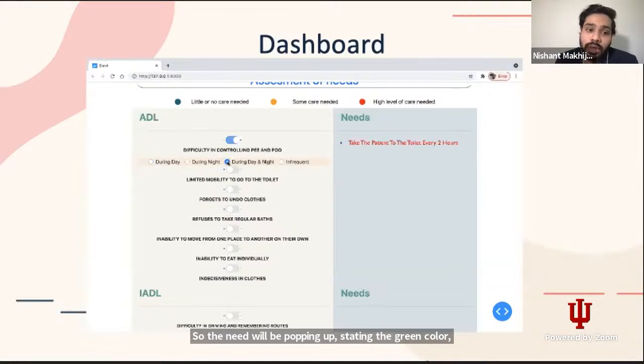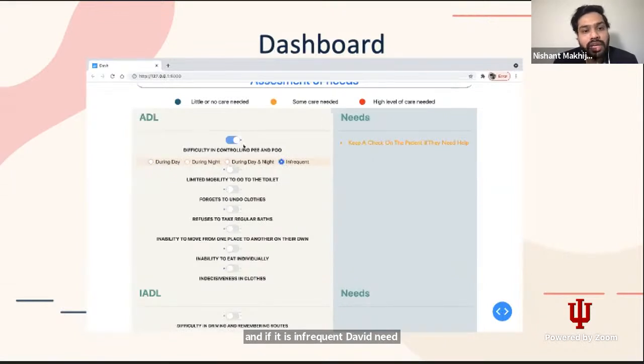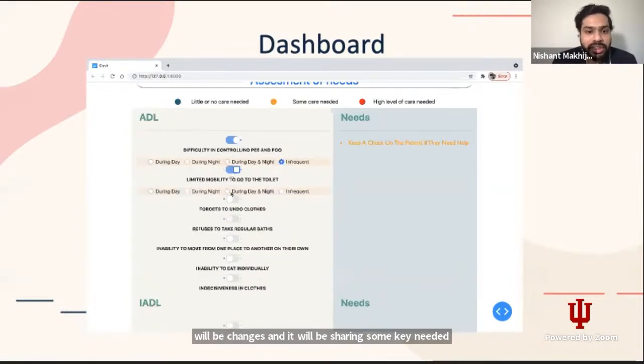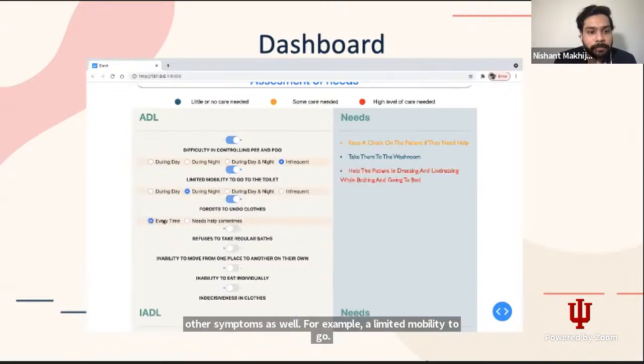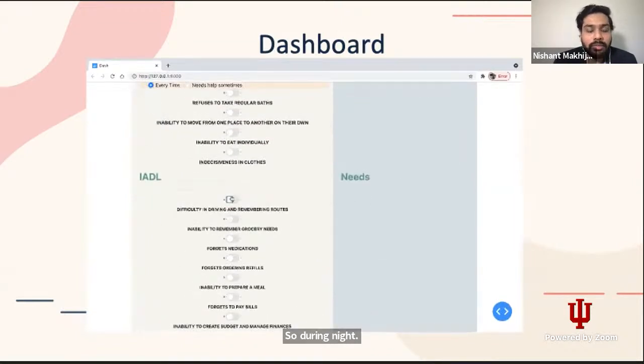Or if he has a problem during day and night, a red color will be there, which is a high level of care needed. And if it is infrequent, the need will change and show some care needed. Keep a check on the patient if they need it. The same goes for other symptoms as well. For example, limited mobility to go, so during night it is showing green, then coming to it is showing red.